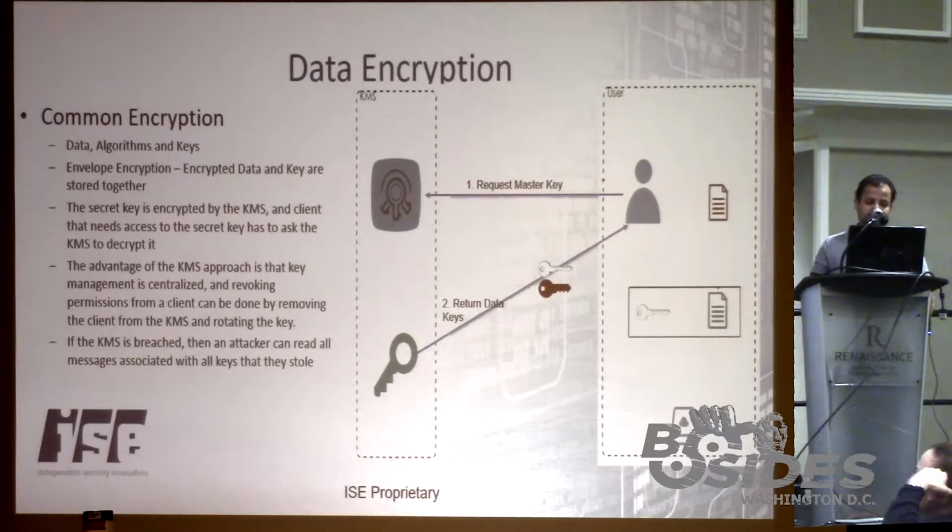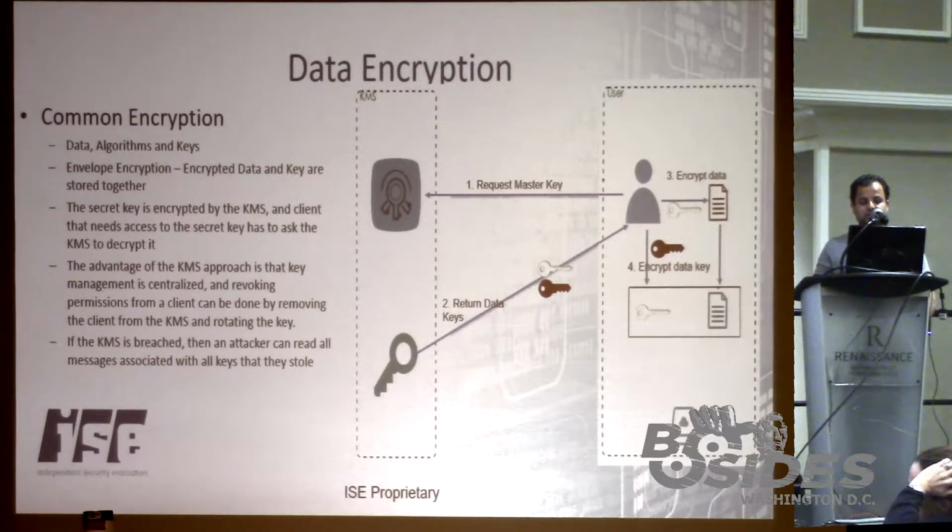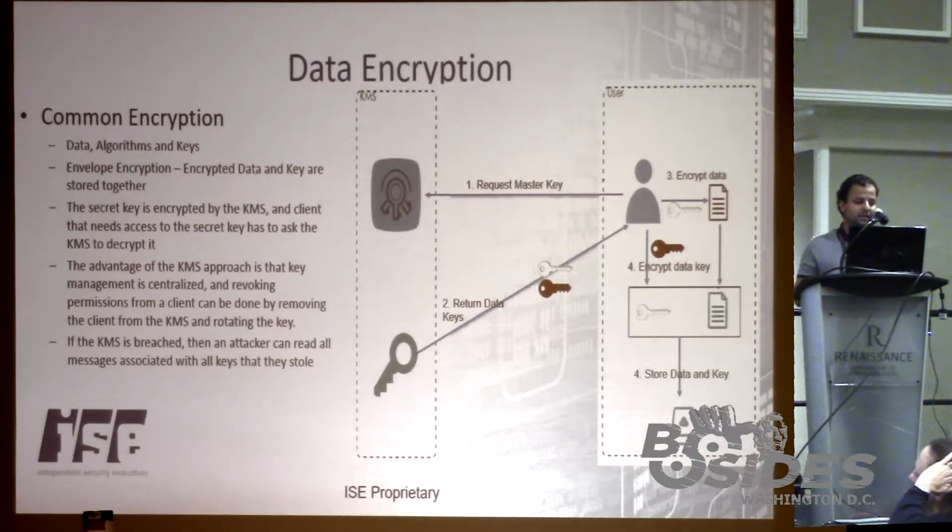Both the ciphertext and the plain text version of those keys are returned, and the user takes those keys to encrypt the data with the plain text version, and then stores the encrypted version along with the data itself into a storage of its choice. Either that could be back in the cloud or it could be back on premise. So this is a general idea of one way of how data encryption works at rest.